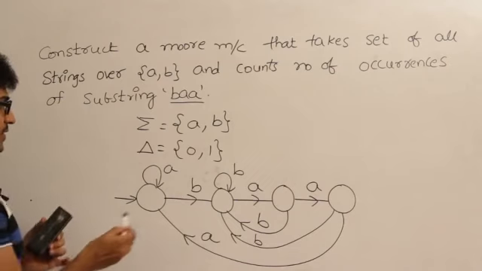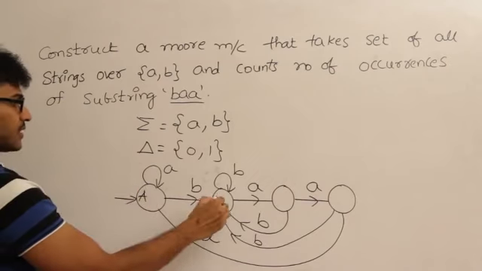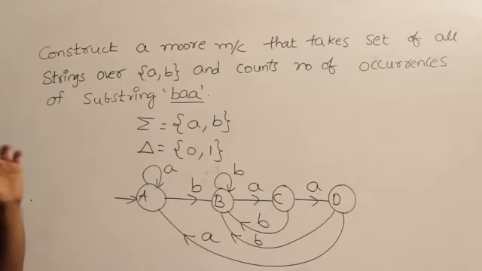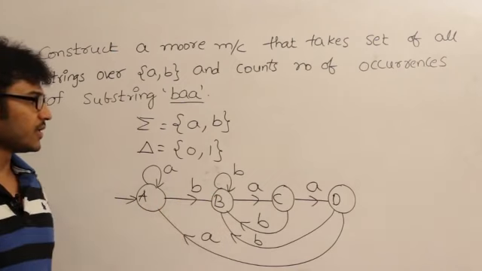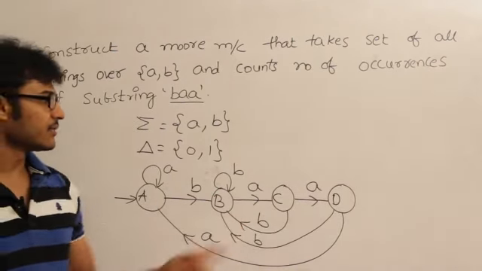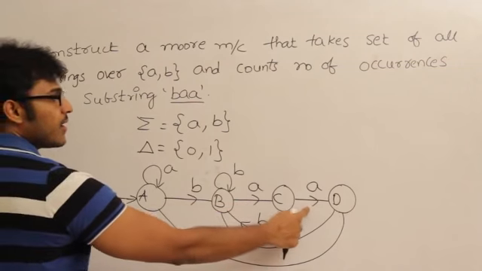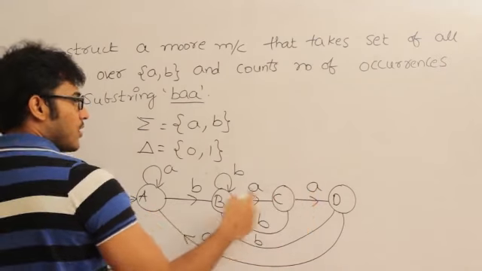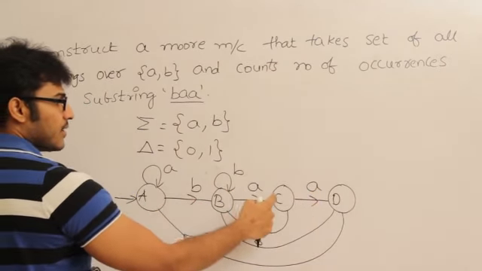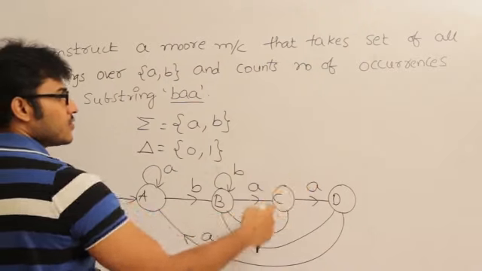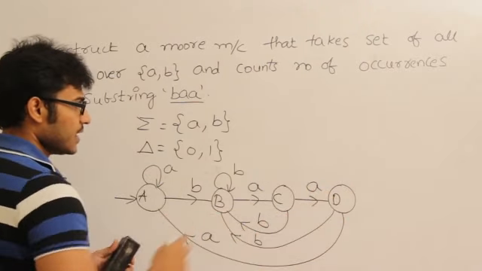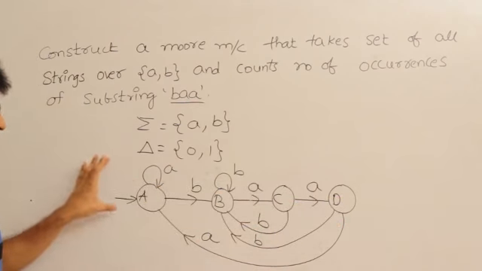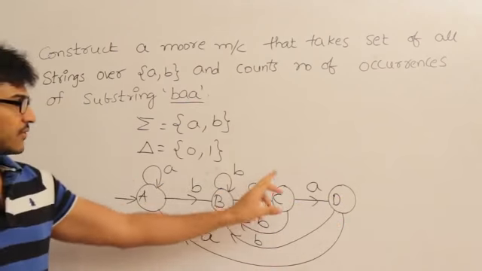So let us name the states. Let us say the states are capital A, capital B, capital C, and capital D. Now if you look at all the states, how do we reach capital D? We reach capital D whenever we see BAA. Whichever way we see BAA, whenever we see it, we are going to end up at D. So it is nothing but a deterministic finite automata for the set of all strings ending with BAA.